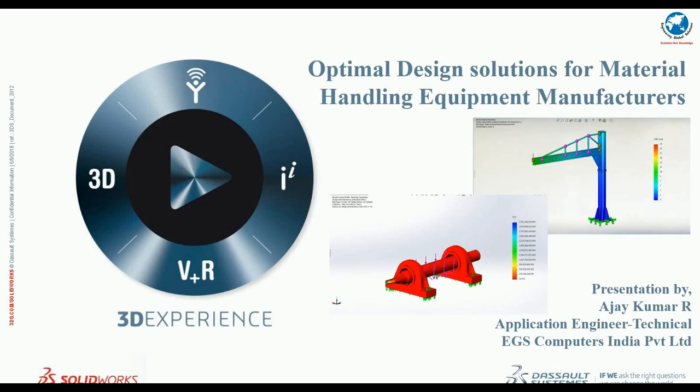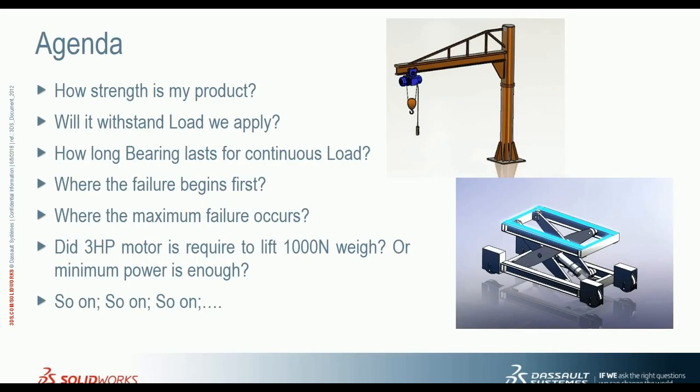We are going to see the optimal design solutions for material handling equipment manufacturers. What are the products we design and manufacture? They should withstand the load we apply. So the number of prototypes and the prototype cost will radically increase, with repeated failures. How strong is my product, will it withstand the load we apply? How long will my bearing last under continuous loads? So this many questions will rise when we manufacture any product or component.